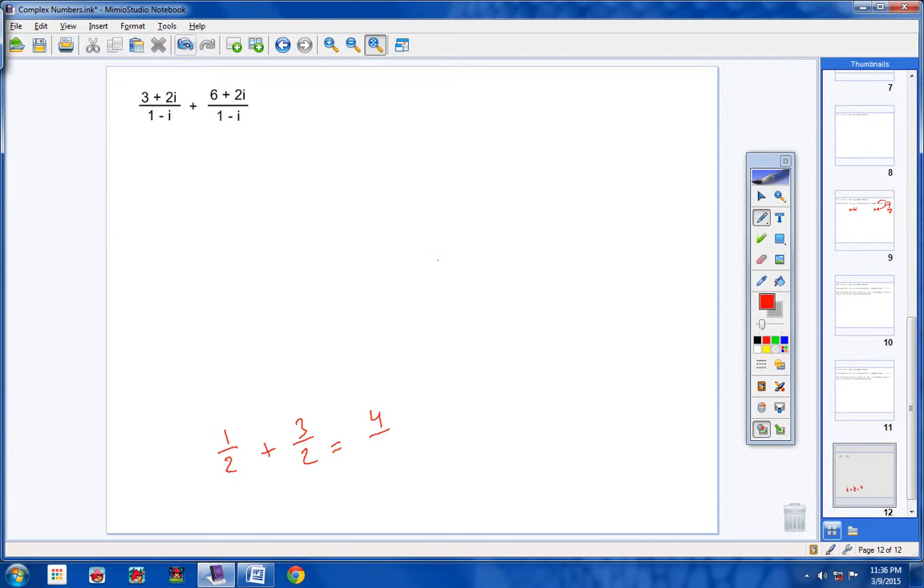Well, it's the same thing with complex numbers. You don't add the denominator. We have a common denominator, so we bring the common denominator over. And then we add the top, so 3 plus 6 is 9. 2i plus 2i is 4i. Okay? There we go. Now, we have the exact same problem we just had a second ago, okay?